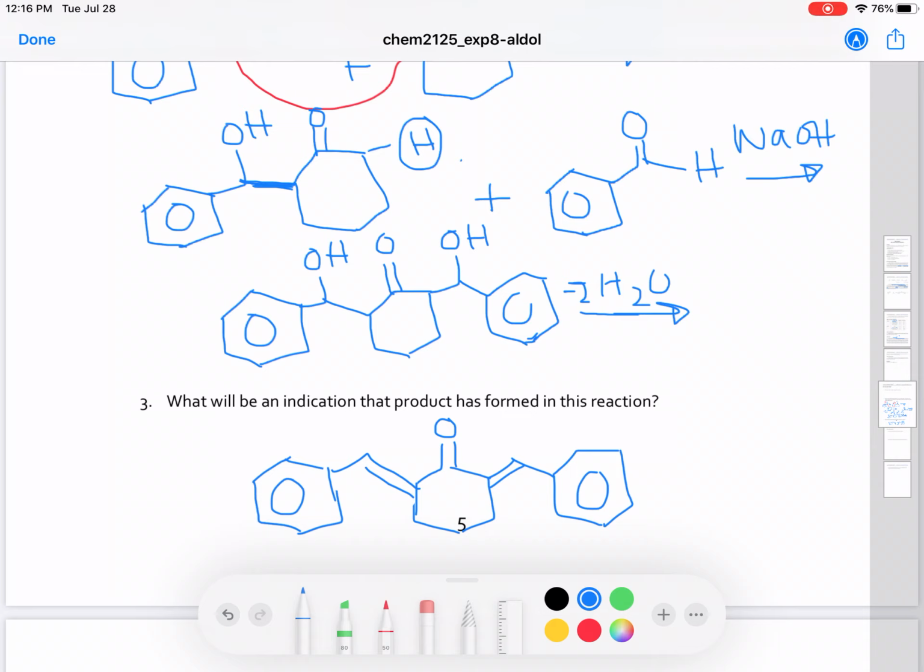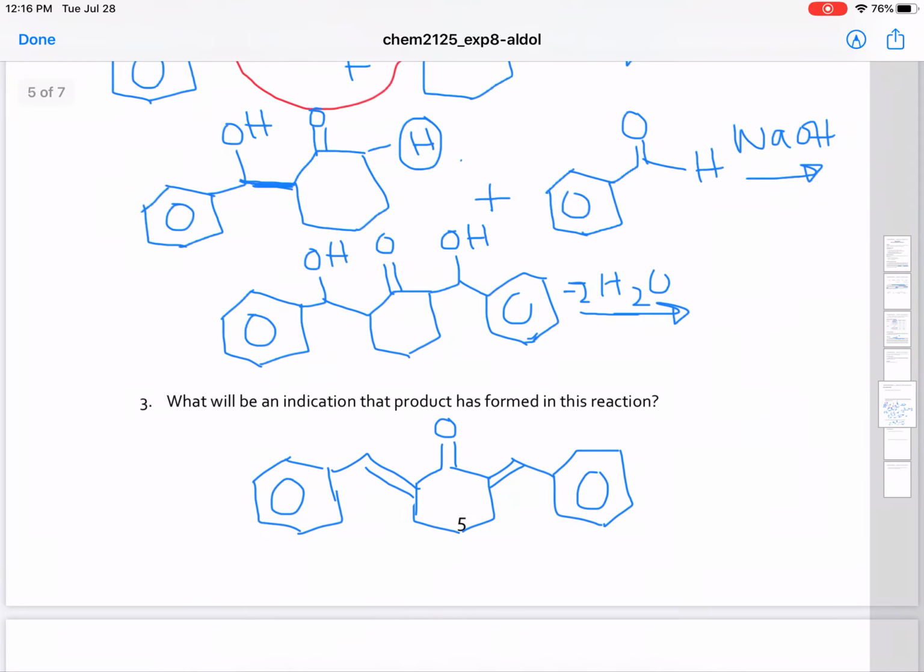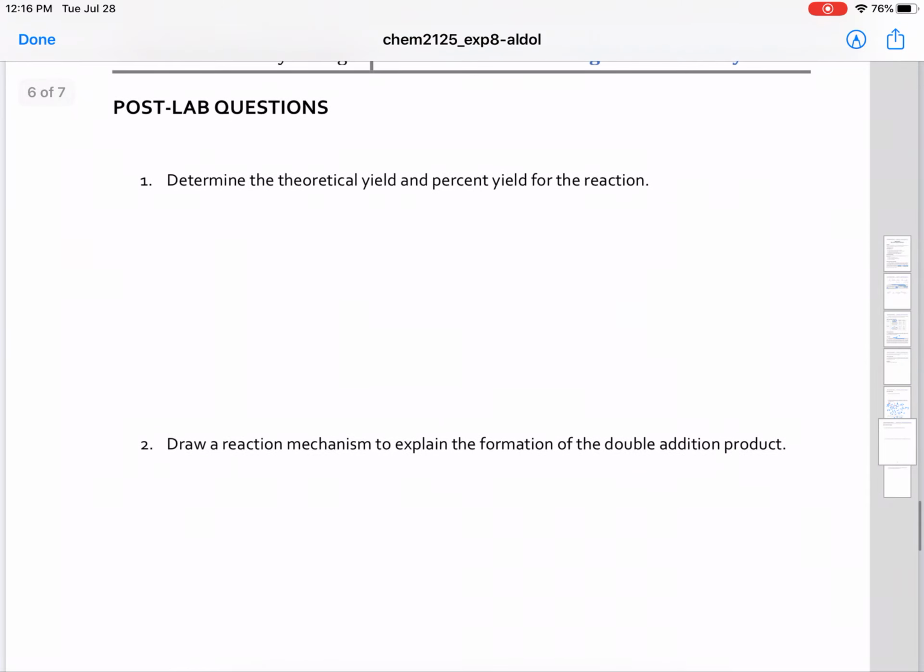What will be an indication that product has formed in this reaction? What were we looking at? What do you think? We talked about it when we were talking about the procedure. It is the formation of the precipitate, correct? Yes, that is the indication, formation of the precipitate. Determine the theoretical yield and percent yield for the reaction. In your virtual lab, you should be given the actual yield, so you can find out the percent yield.